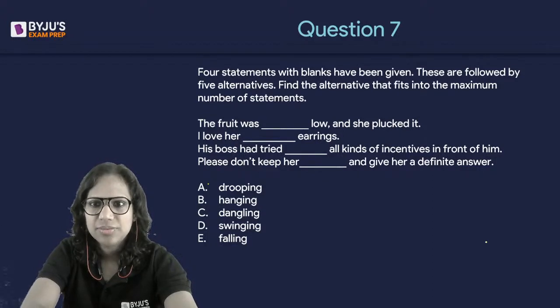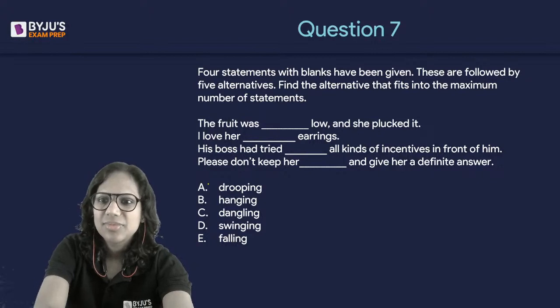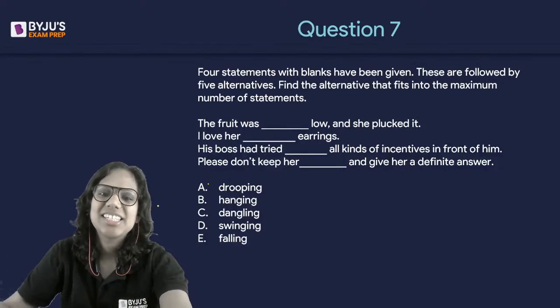Sonali says D. The fruit was swinging low and she plucked it. Swinging low. Ujjwal says B. Hanging. Okay. Others? Okay, B, D. Other options? I need more options, more answers. Excellent, Kritika. The answer is dangling.